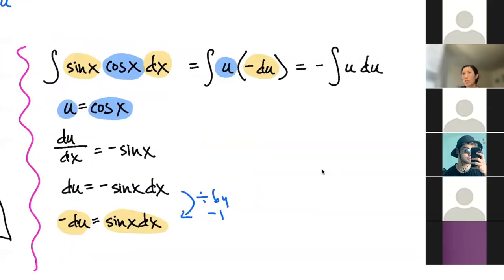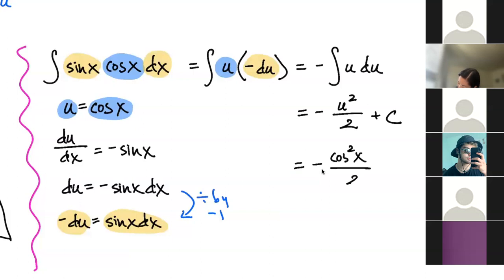We're just using that constant multiple rule, or we can think about it like a vertical stretch, where I'm taking that part out so I can multiply it back in later. And if I integrate this, I'll get negative u squared over 2 plus c. Okay, at the end, I want to make sure that I put everything back in terms of x. So that gives us negative cosine squared x over 2 plus c.